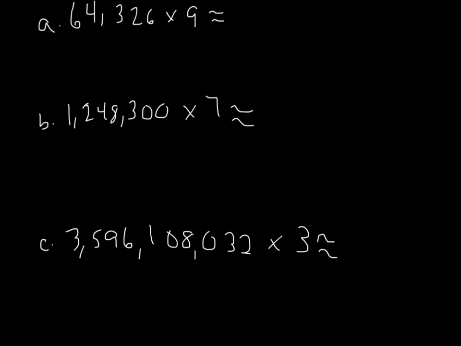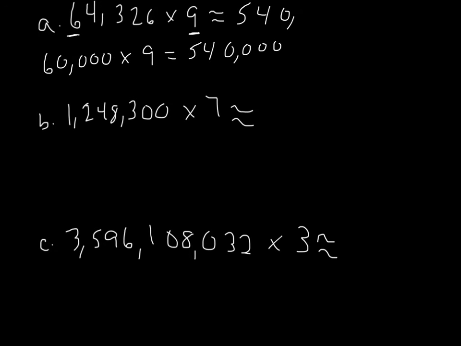And so if you round, for example on A, if I round to the 10,000s and then to the ones, then I actually should have numbers I can do in my head. I get 60,000. That's the front end rounding. We rounded that one to the 10,000s place, times 9. That is already rounded to one place. And so here's what I know. I know that 6 times 9 is 54, and I just leave my 4 zeros alone. And so 64,326 times 9 is about 540,000.